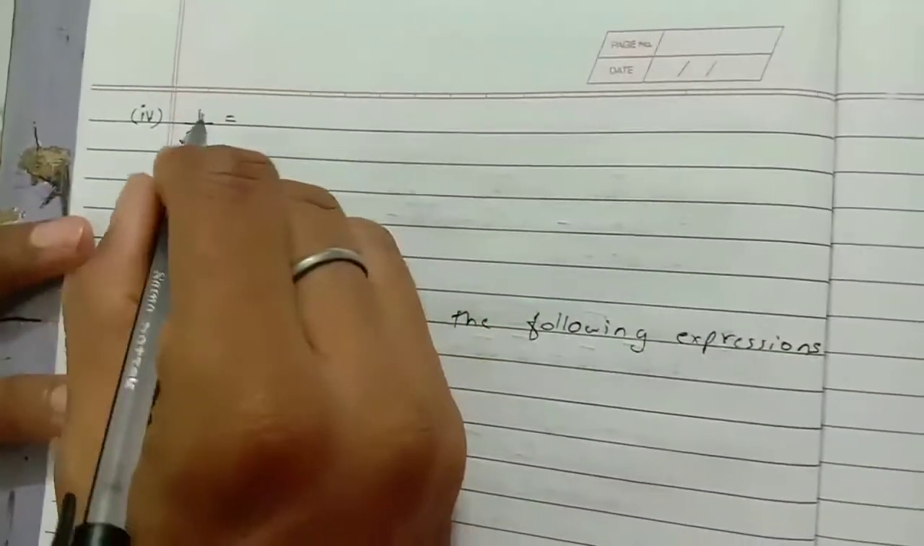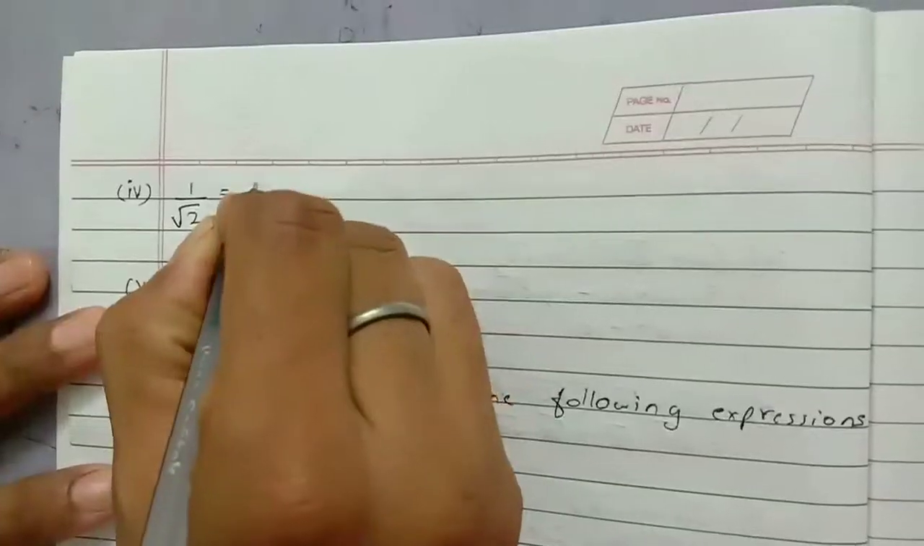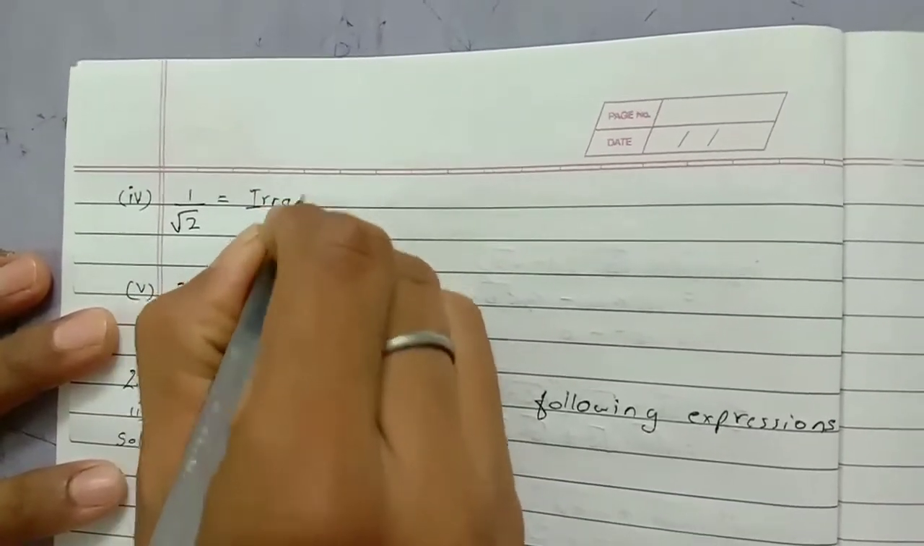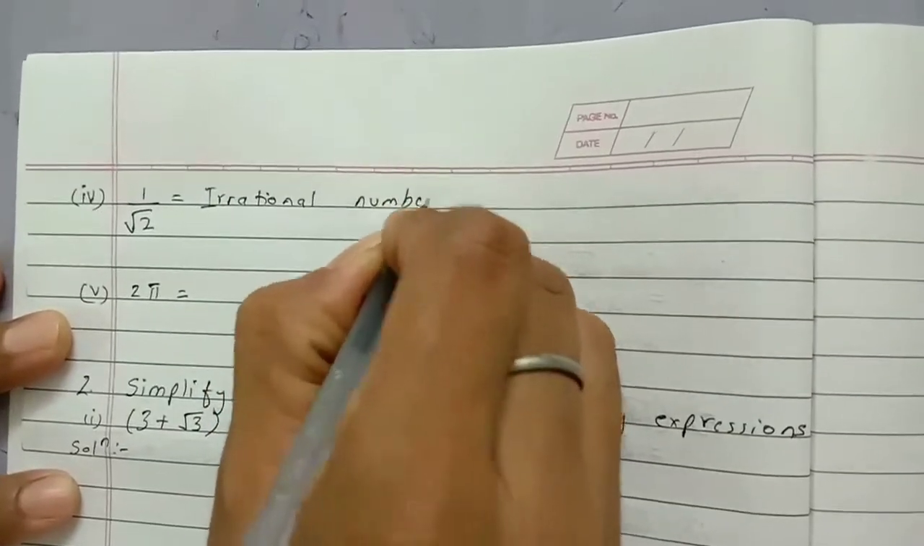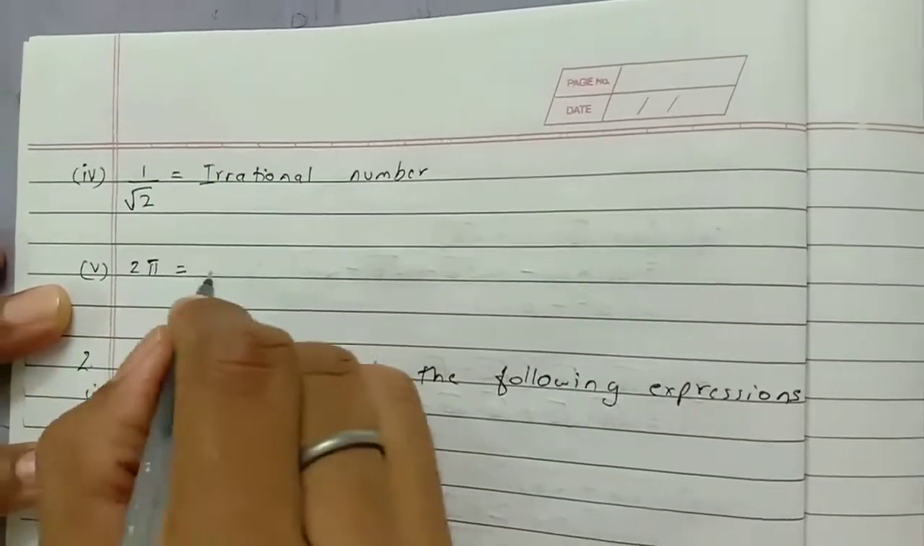Now the fourth one: 1 by root 2. It's an irrational number. And 2 into pi is irrational.